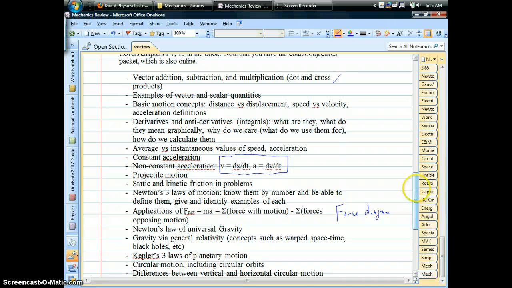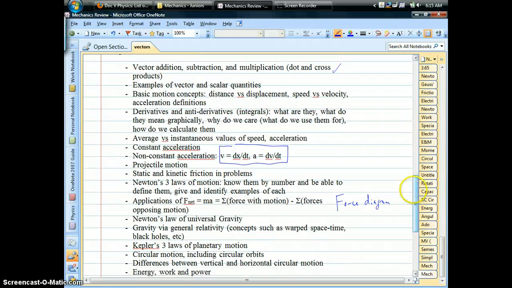So do break into groups. Be thinking about, look at your old tests and stuff. Try the review sets that you're getting from whoever the substitute is today. And there will be much more to come throughout the week.